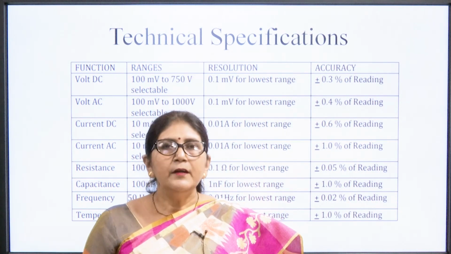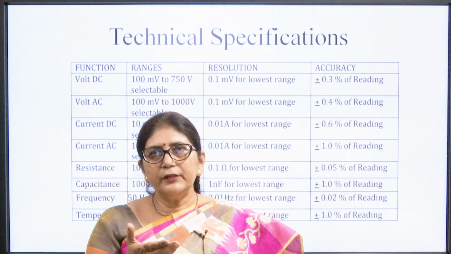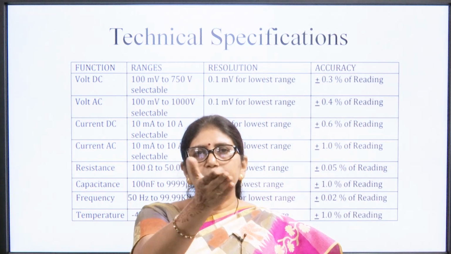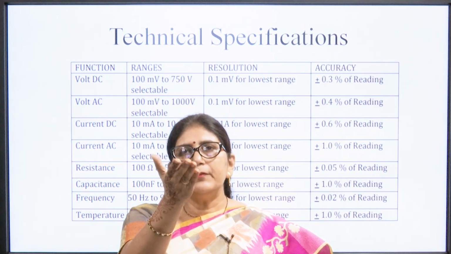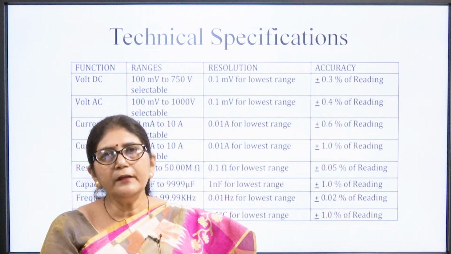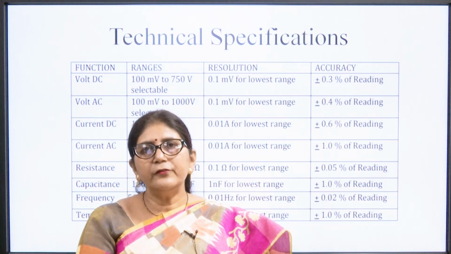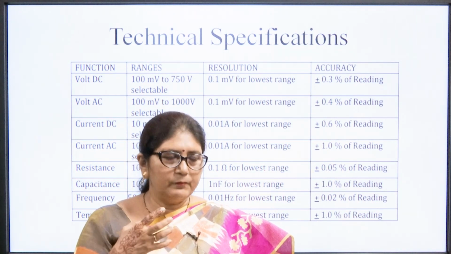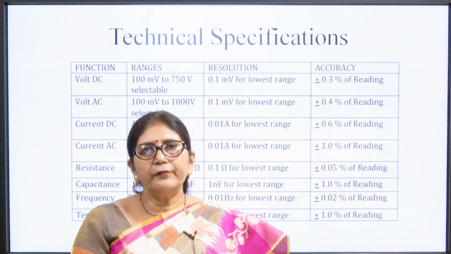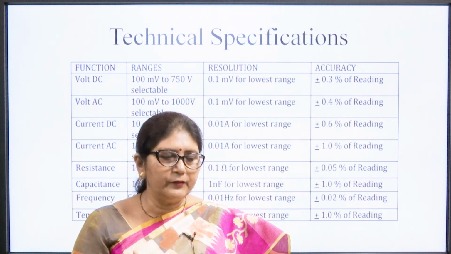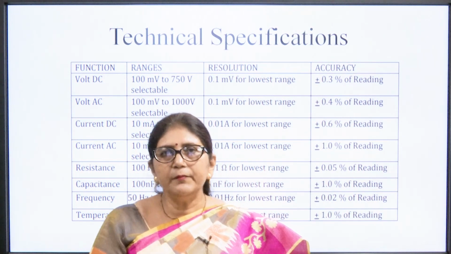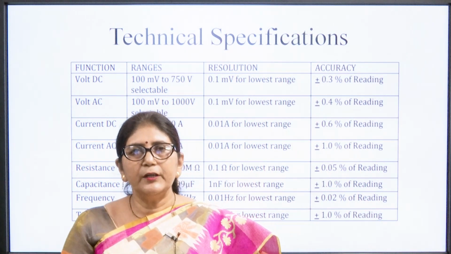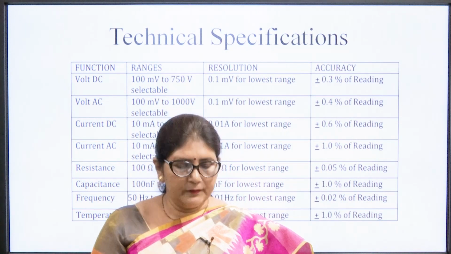Similarly, we can measure AC voltage and DC current, and the range is given. For DC current, 10 milliampere to 10 ampere we can measure, and the resolution is given. Every manufacturer who manufactures any instrument always provides the technical specification for that instrument. Similarly with the digital multimeter, they provide what capacitance value we can measure, what frequency we can measure, and so many things are given.